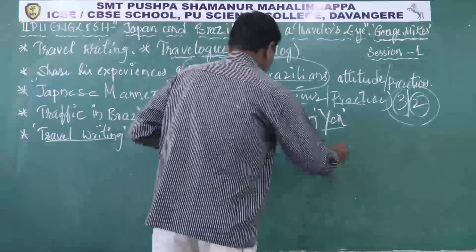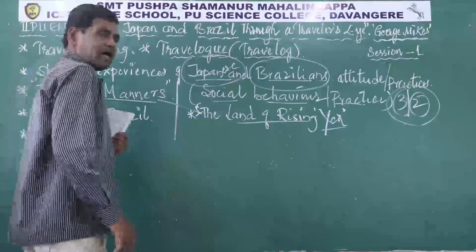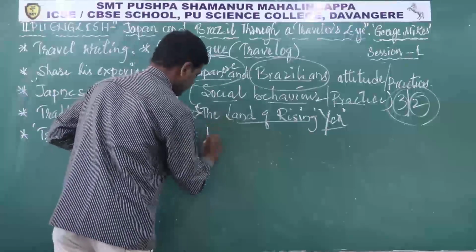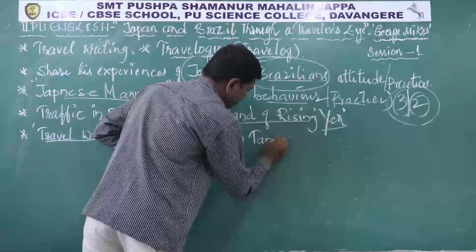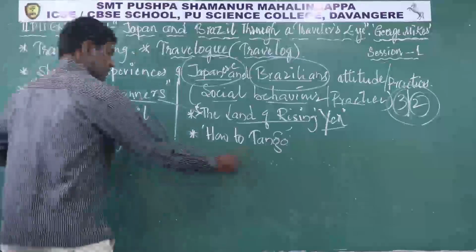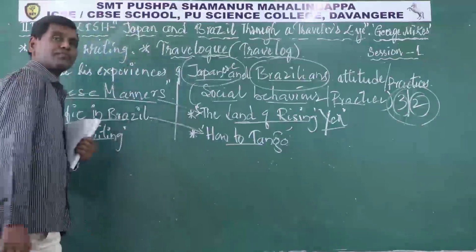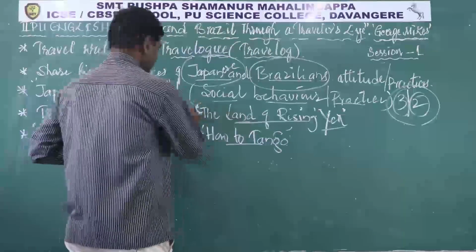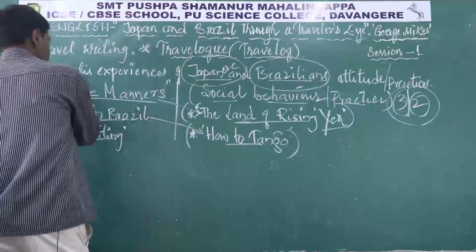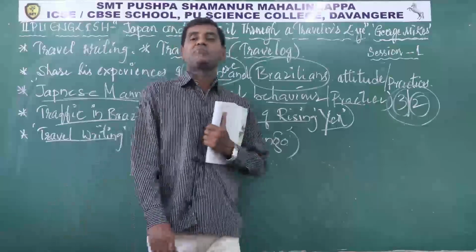From this book, we have an excerpt called Japanese Manners. And there is another book called How to Tango, another book of Jeffrey Mike's. From this book, the board has selected the excerpt Traffic in Brazil. So, from the two great books of Jeffrey Mike's, the PU board has selected simple topics like Japanese manners and traffic in Brazil.